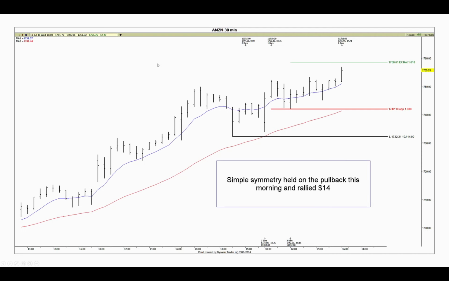And so if you look at this, this is a simple symmetrical pullback. It held support to the tick. And from here, it had a rally. And then from here, you had $14 just today. And that's drilling down to a 30-minute chart.